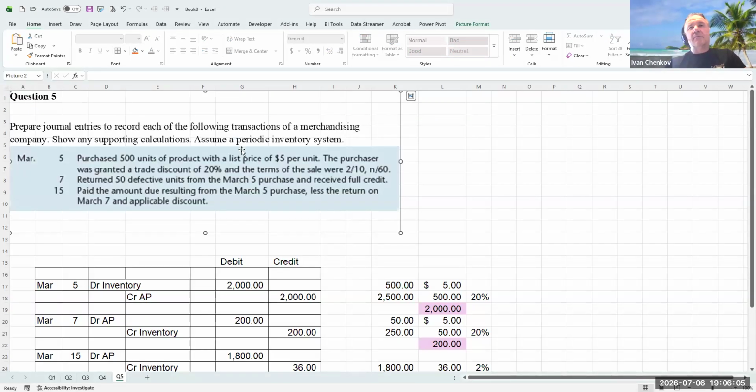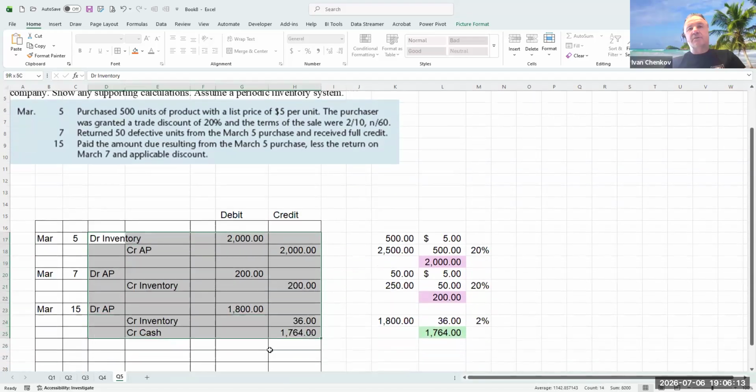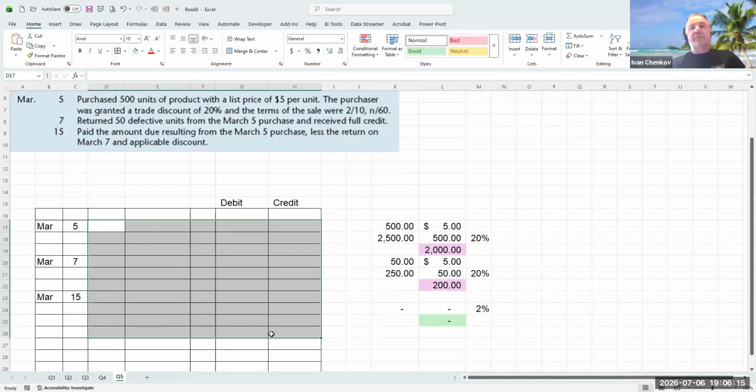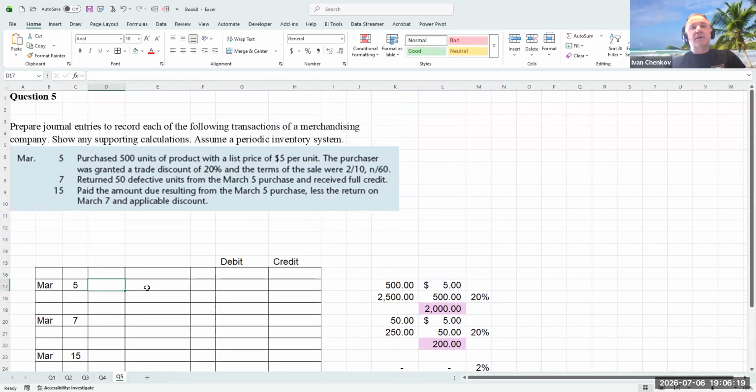Again, same scenario. The only thing is now we're assuming that this is periodic inventory system. What's going to change? Again, on the dates, not going to change. Not much changes. Only on the accounts. So let's go with the accounts. First, again, we're gonna purchase the same 500 units at list price, $5, but they're gonna give us a 20% discount at the time of the purchase, so we don't have to calculate the purchases indirectly.